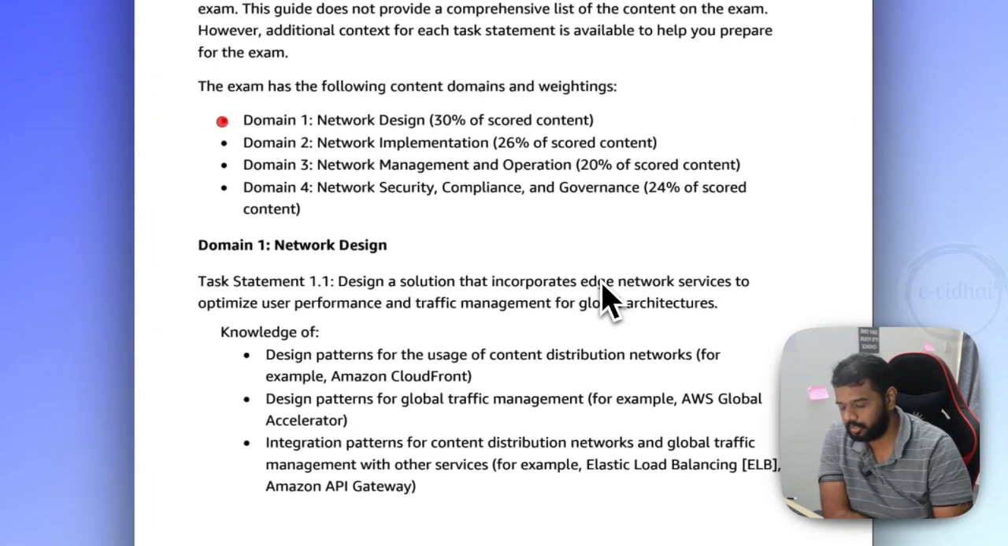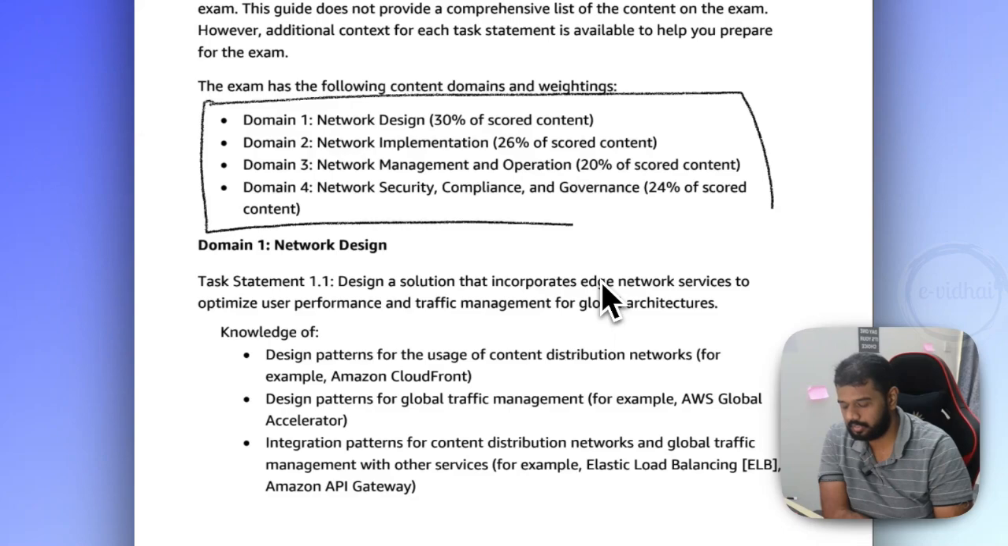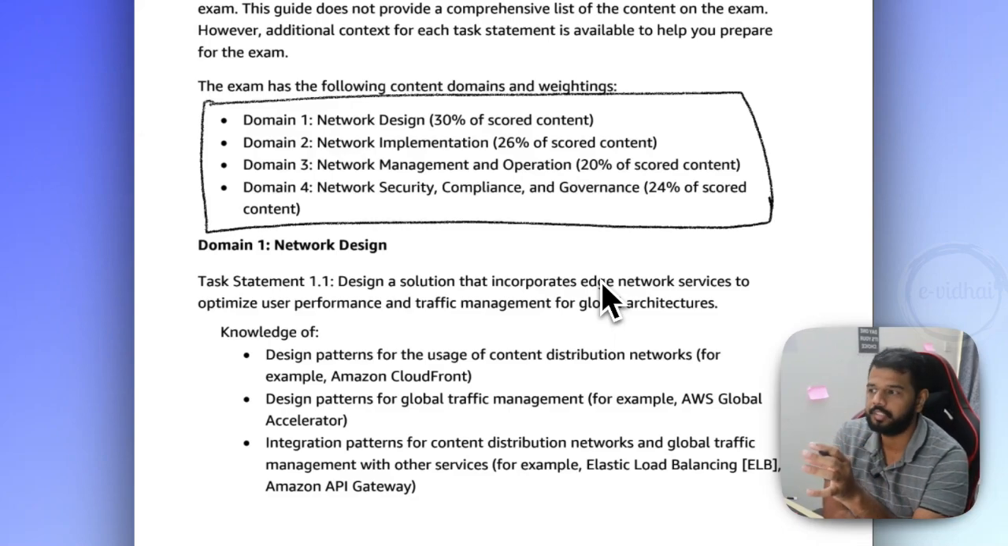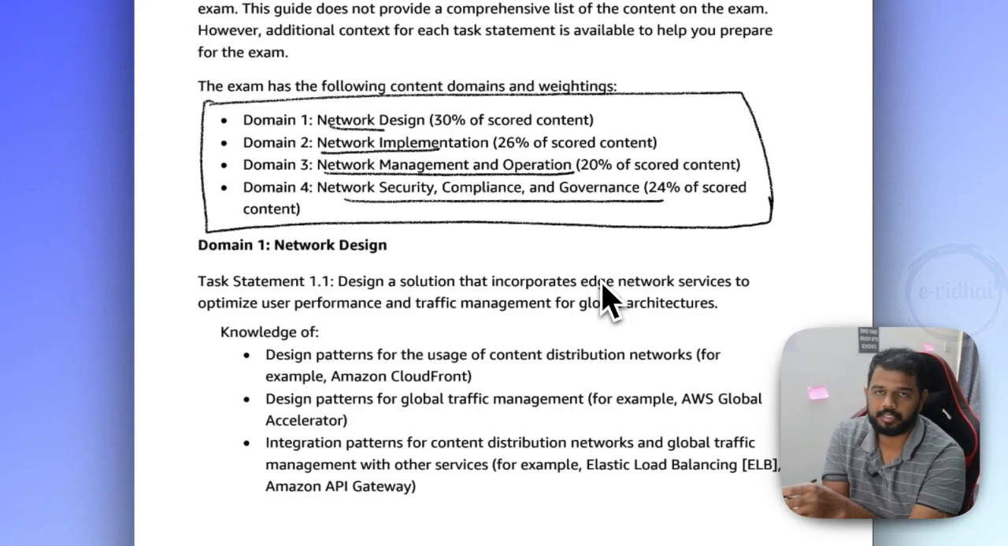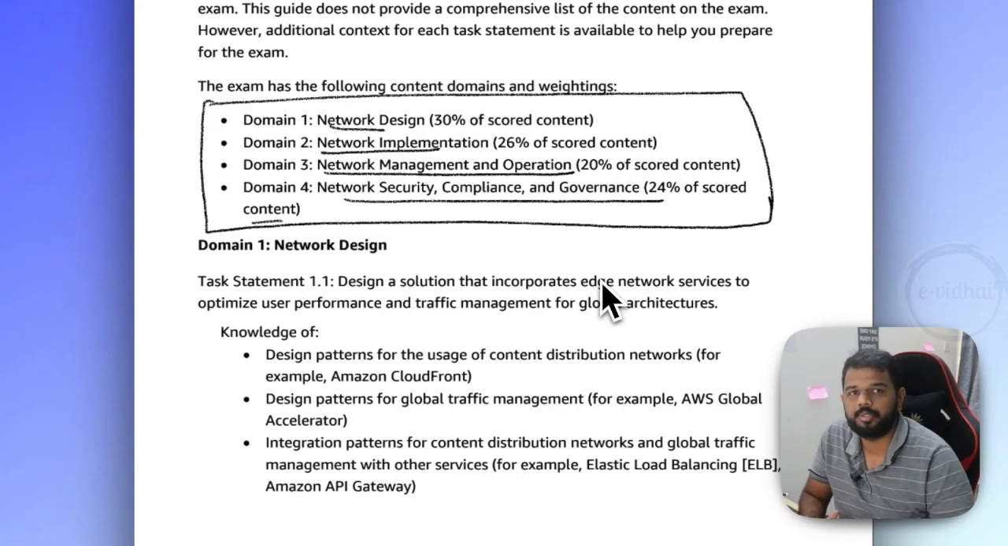They're going to evaluate you on 4 domains, and these 4 domains are the key differentiation factor. First, since it's a network specialty, they test how you design your network. That's going to weigh 30% of the questions. Let's say if 100 questions appear, then 30% would be from network design. Second is network implementation, how we are going to implement it, whether through manual, automation or any other approach. Then network management and operation, and network security, compliance, and governance. So these are the 4 major domain categories AWS is going to test you on.